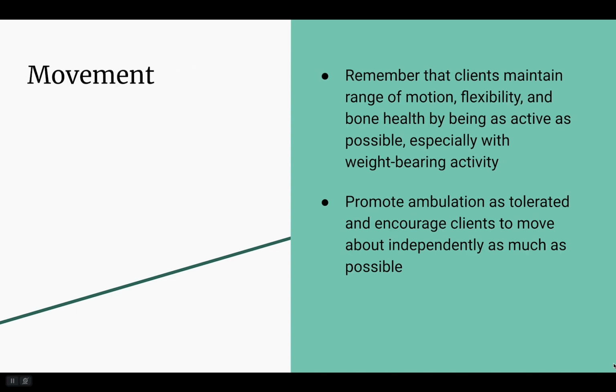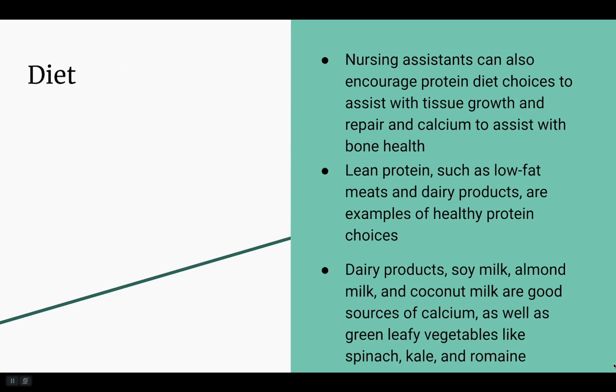The prior lessons regarding joint mobility, immobility, and independence through activities of daily living can be reviewed as needed to understand how to assist clients in keeping the musculoskeletal system healthy. Remember that clients maintain range of motion, flexibility, and bone health by being as active as possible, especially with weight-bearing activity. Nursing assistants should promote ambulation as tolerated and encourage clients to move about independently as much as possible.